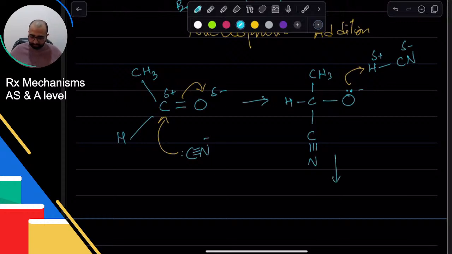This will create OH and a new CN, and the reaction keeps on going.